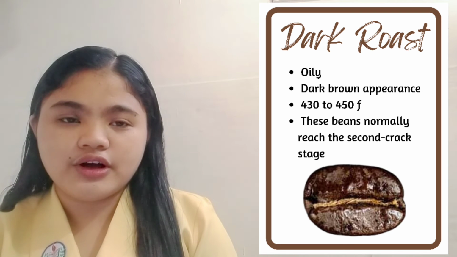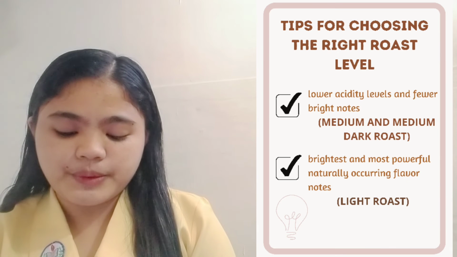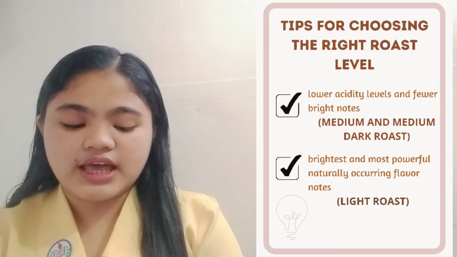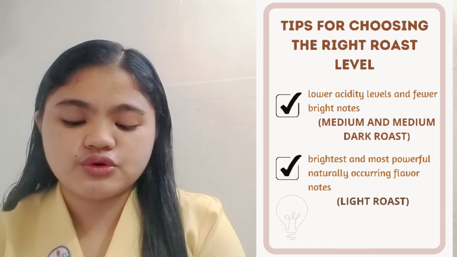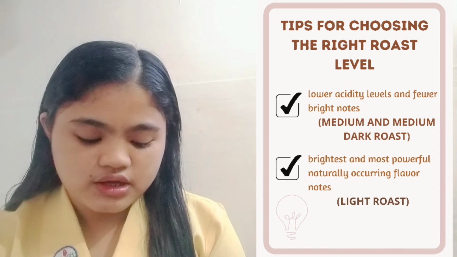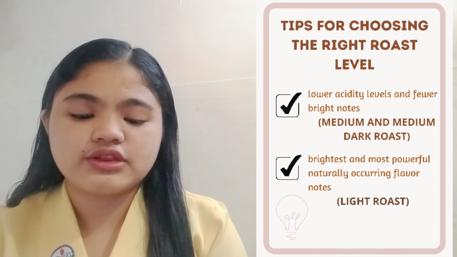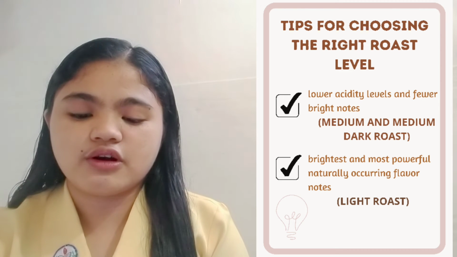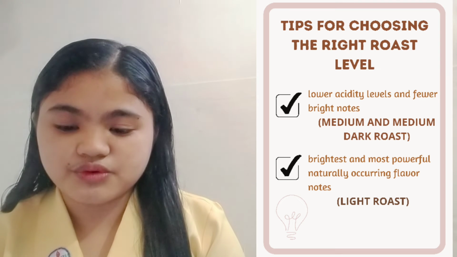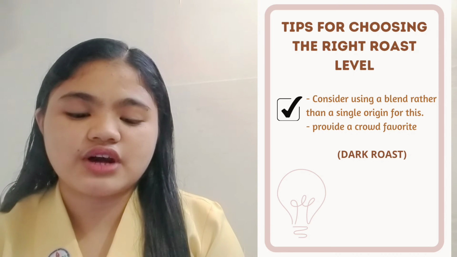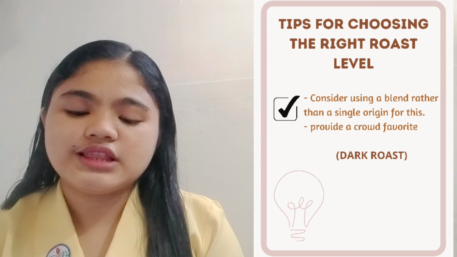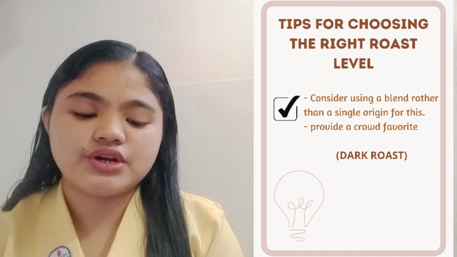So, we have also here the tips for choosing the right roast level. If you prefer coffee with lower acidity levels and fewer bright notes, then opt for medium or medium dark roast. And to bring out the brightness of the most powerful naturally occurring flavor notes in your coffee, the option is the light roast. Dark roast can provide a crowd favorite, so do not hesitate to try them. Consider using a blend rather than a single origin for this.